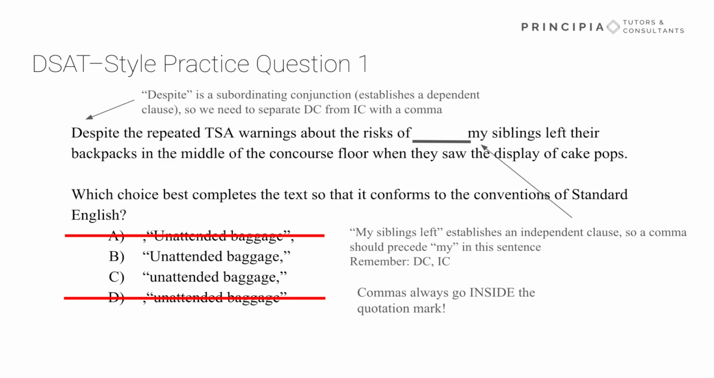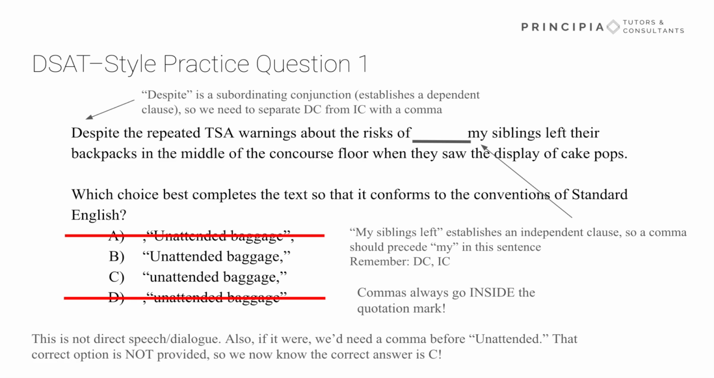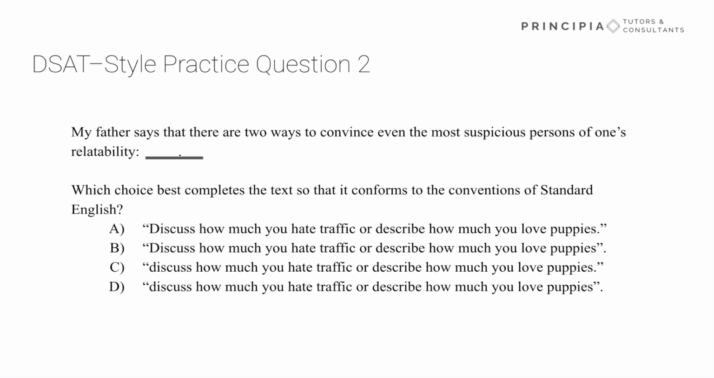The only distinction here is, should we begin with a capital letter or not? In this instance, this is not direct speech or dialogue. If we needed a comma before "unattended," that would let us know we're introducing direct speech, and we would need a capital letter to start it. This option is not provided, so we can be very confident in choosing C as our correct answer.